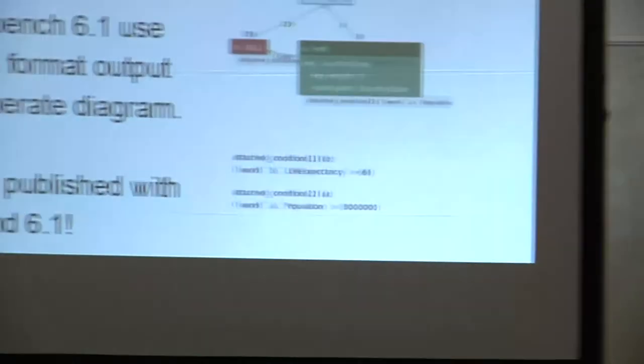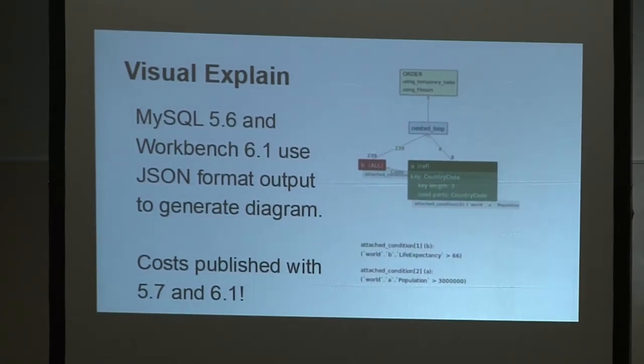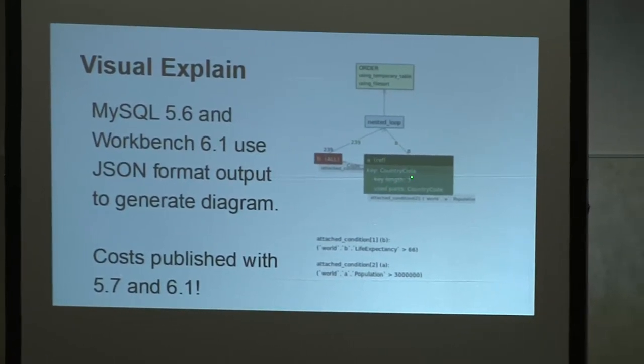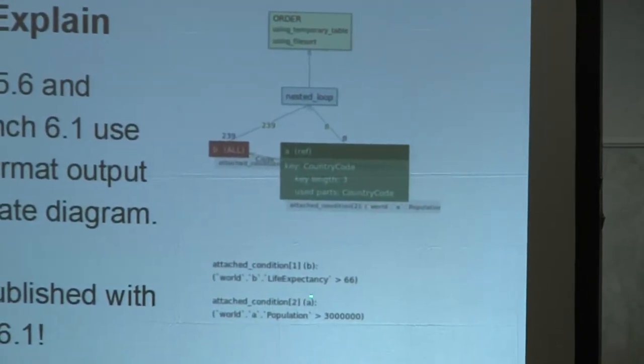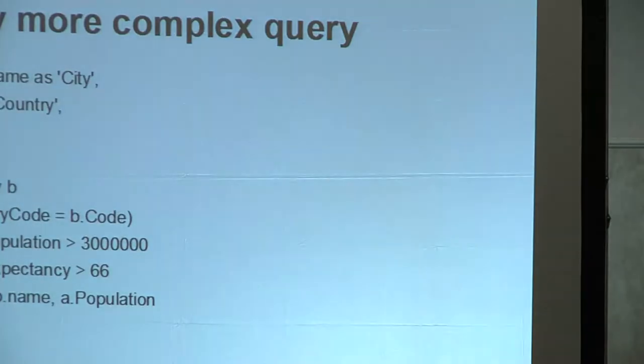So how do we make this a little bit easier, a little bit better to read? Well, with MySQL 5.6 and 5.7 and the latest version of Workbench, we got smart. We started putting out output from explain in JSON format. And then we have some pretty parsers that will go through and give you pictures of what's going on. So here's our query again. And this is telling us where it has to order using the sort. And it's doing a nested loop join between the two tables, the city and the country, and what keys it's using to do that. And that tells you the conditions that it runs afterwards. I don't know about you, but I like reading that a lot better than reading that.